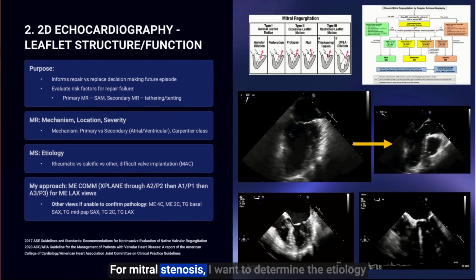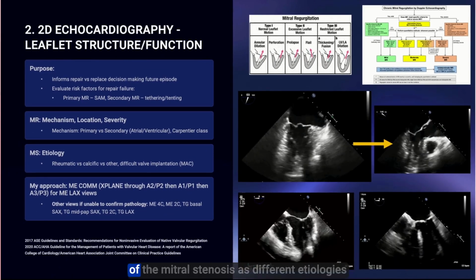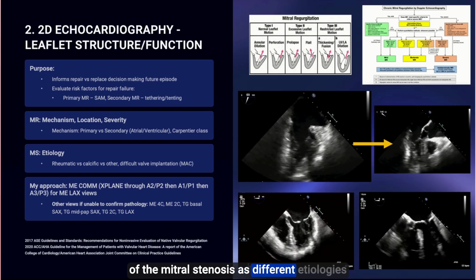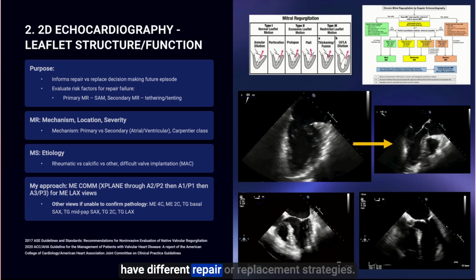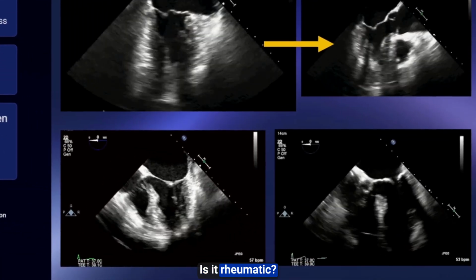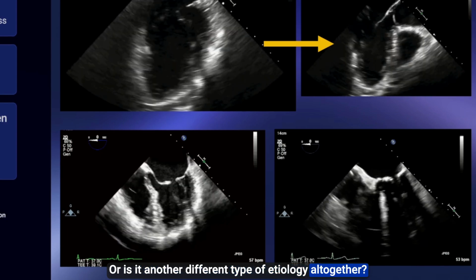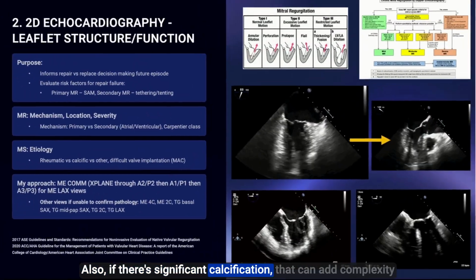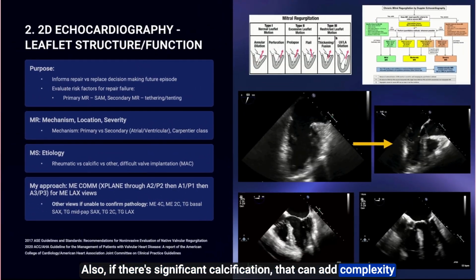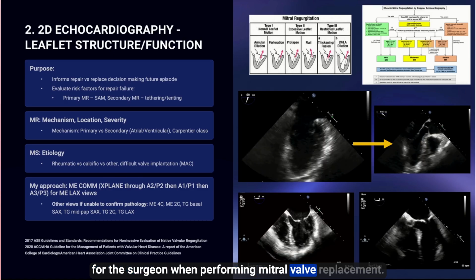For mitral stenosis, I want to determine the etiology of the mitral stenosis, as different etiologies have different repair or replacement strategies. Is it rheumatic? Is it calcific? Or is it another different type of etiology altogether? Also, if there's significant calcification, that can add complexity for the surgeon when performing mitral valve replacement.